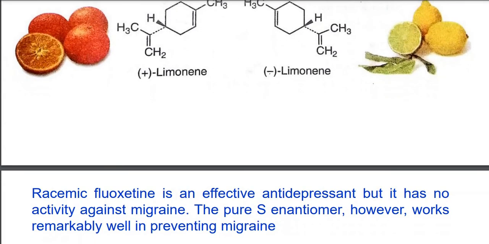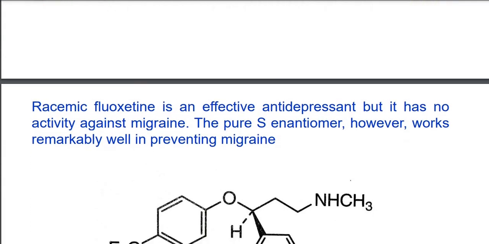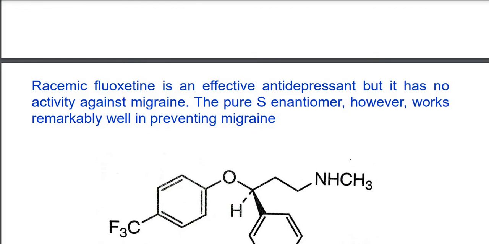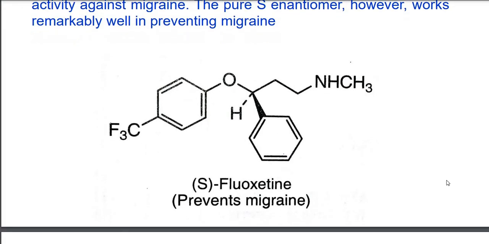Similarly, racemic fluoxetine is an effective antidepressant, but it has no activity against migraines. The pure S isomer, however, works remarkably well in preventing migraines. So you can see the fluoxetine prevents migraines. It also contains a chiral center, and these four are different groups.